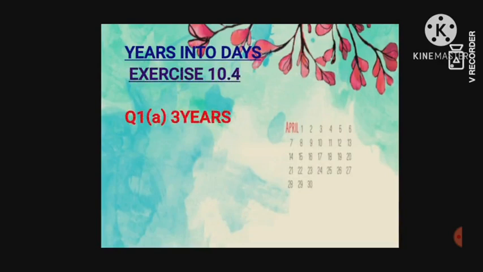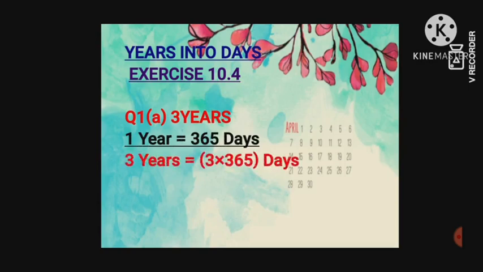Years into days. Exercise 10.4, question 1a, part 3 years. 1 year is equal to 365 days. So 3 years will be 3 multiplied by 365 days. Same thing, children, year is the bigger unit and days is the smaller unit. We are converting the bigger unit into the smaller unit, that is why we are multiplying. So 3 years is equal to 1095 days.